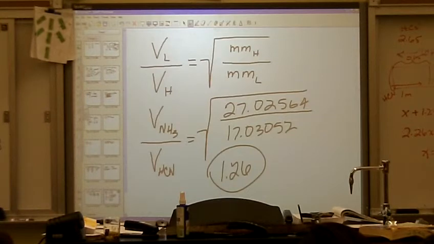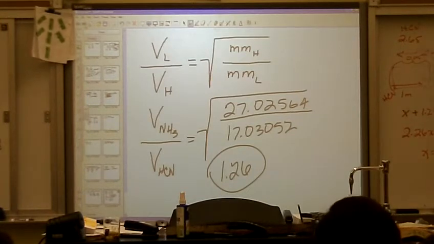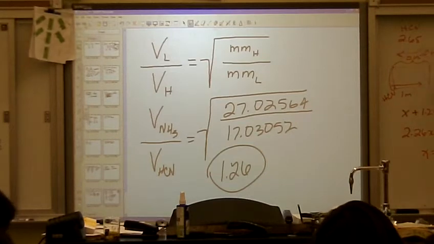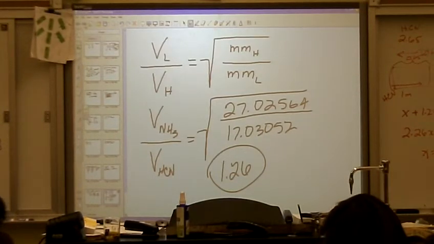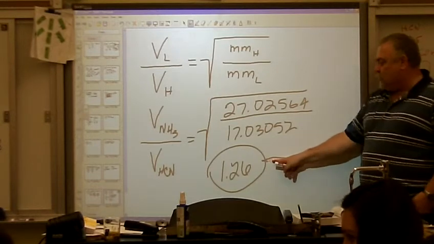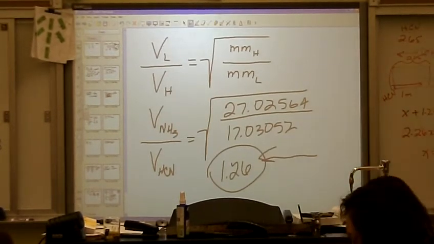Okay? Just for the heck of it, divide these two numbers out and tell me what you come up with. The lighter one up top, this one here on the bottom. Divide those two. You get 1.26. We get 1.26 again.